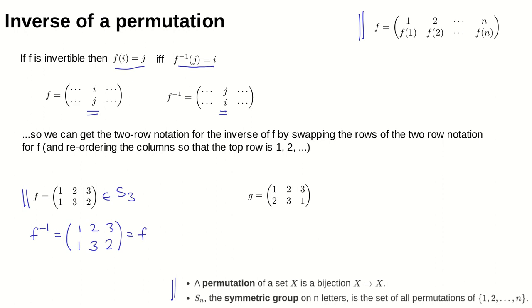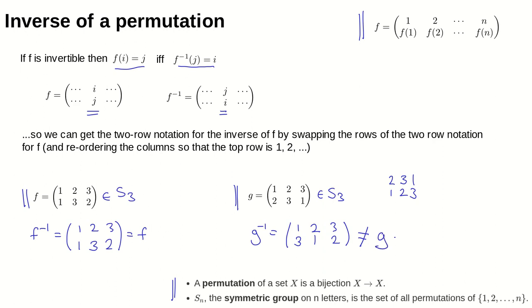So let's look at an example where g and g inverse are different. Here g is a permutation in S3. And to get g inverse, first of all I have to swap the two rows of the two-row notation. So I would have 2, 3, 1 on top and 1, 2, 3 below, and then reorder the columns so that the top row is 1, 2, 3. If I just reorder those columns, then for g inverse I would have 1, 3 as the first column, 2, 1 as the next column, and 3, 2 as the final column. And this time g and g inverse were genuinely different because you can see that g of 1 was 2, but g inverse of 1 was 3. So this is not the same as g.